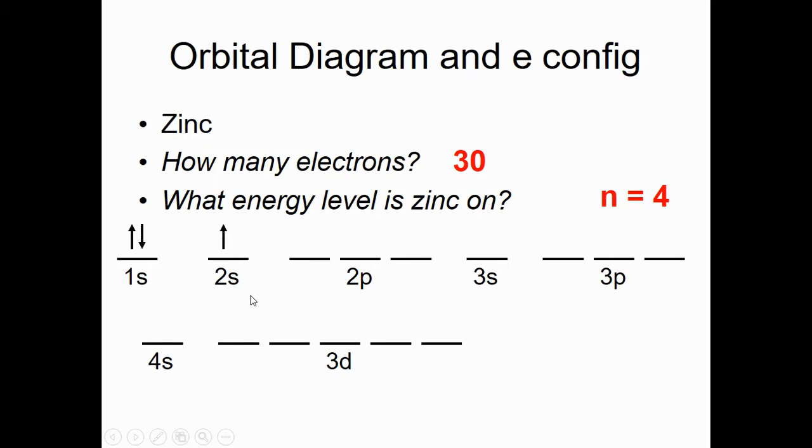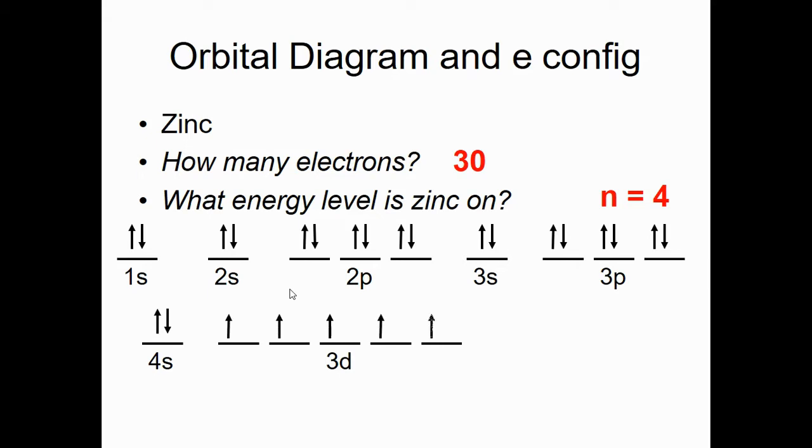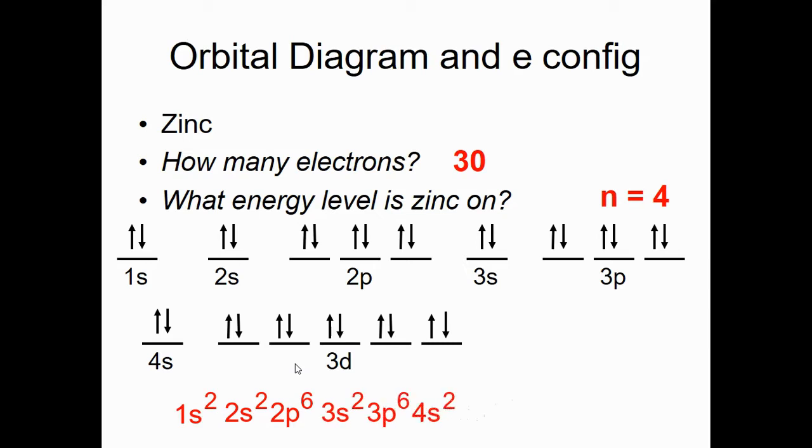1, 2, 3, 4, 5, 6, 7, 8, 9, 10, 11, 12, 13, 14, 15, 16, 17, 18, 19, 20, 21, 22, 23, 24, 25, 26, 27, 28, 29, 30. That is what your orbital diagram looks like. If you were to write this as an electron configuration, you would write 1s2, 2s2, 2p6, 3s2, 3p6, 4s2, 3d10. Now let me show you what that looks like on the periodic table.